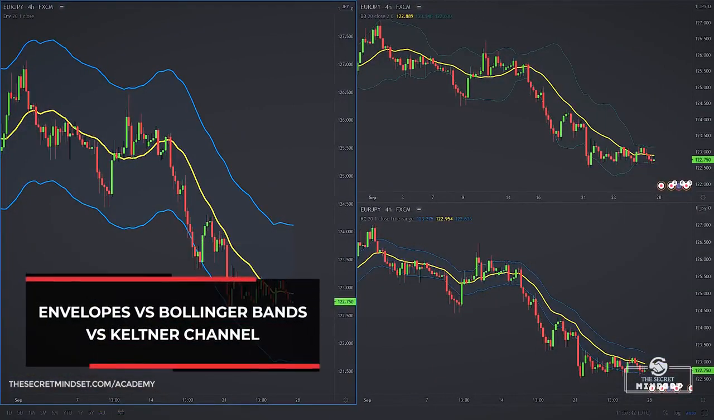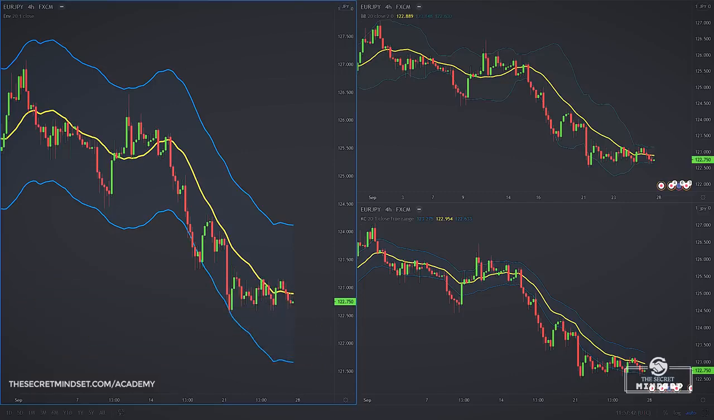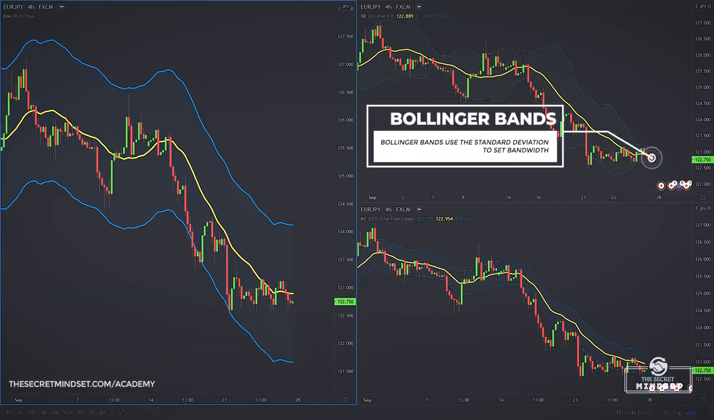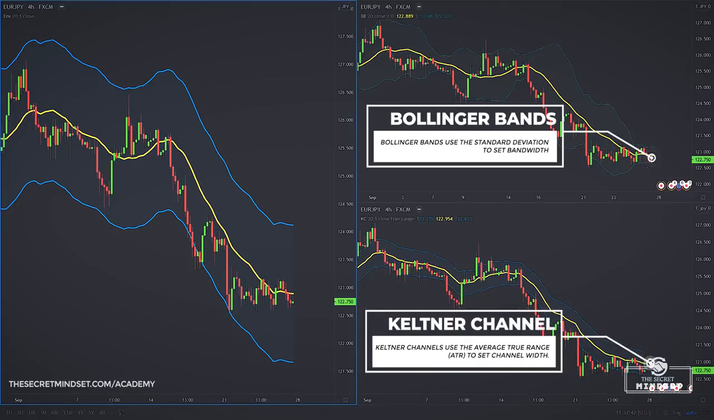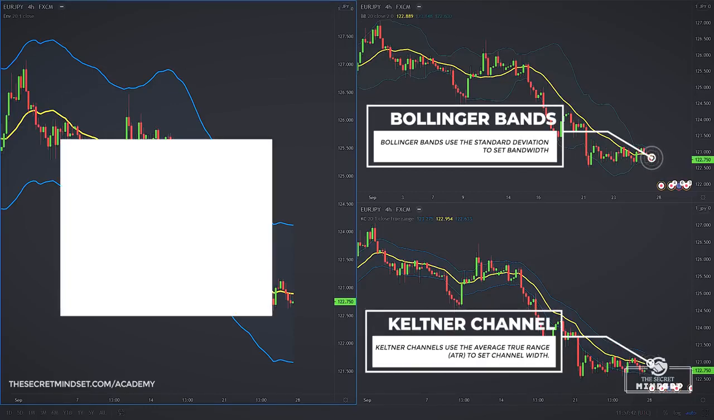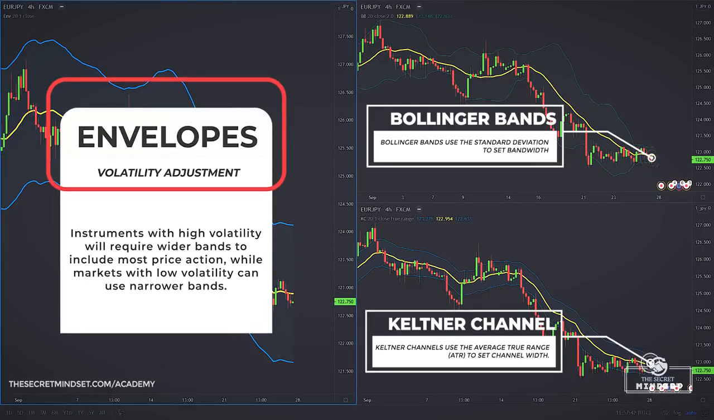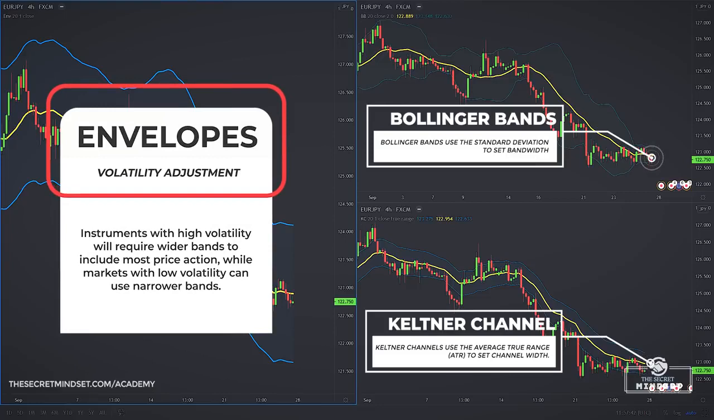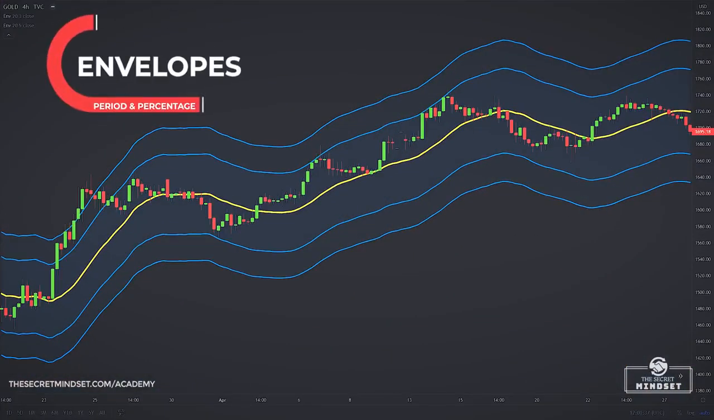When you plot the envelopes on your chart, you probably see the resemblance with Bollinger Bands and the Keltner channel. Well, these indicators will adjust by themselves to market volatility. Bollinger Bands use the standard deviation to set the bandwidth, while Keltner channels use the average true range to set the channel width. With envelopes, you must independently account for volatility when setting the moving average envelopes. Instruments with higher volatility will require wider bands to include most price action, while markets with low volatility can use narrower bands. In choosing the right parameters, it often helps to overlay a few different moving average envelopes and compare.